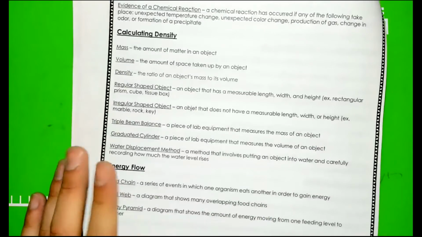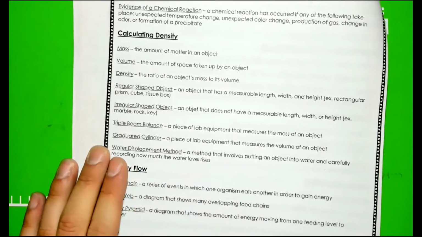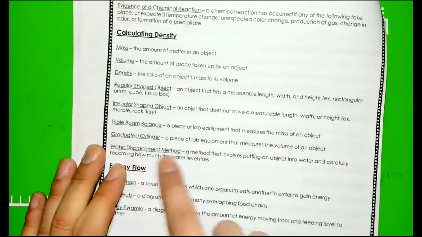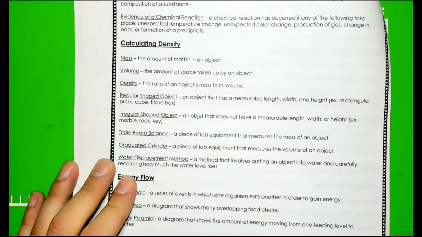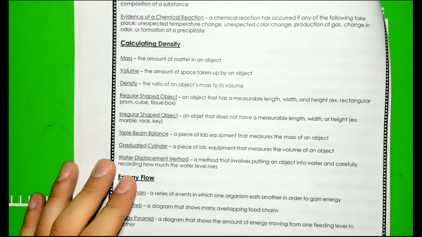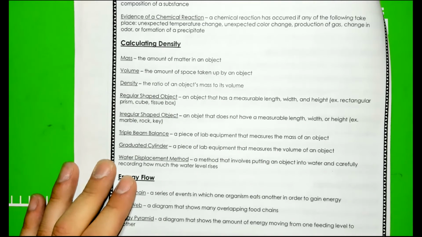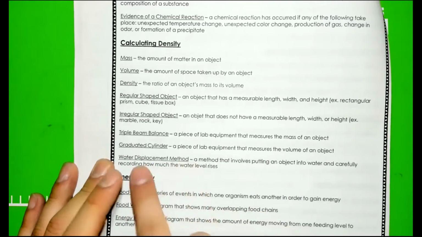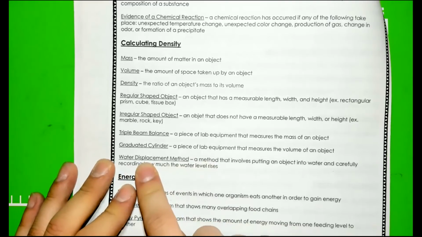Volume is the amount of space something takes up. That's why we're able to use the displacement method down here to figure out our volume. If you place something in a bucket of water, see how much that water rose. That's how much water was displaced. That's the volume of your object. That's the water displacement method here, so we don't have to cover that one.